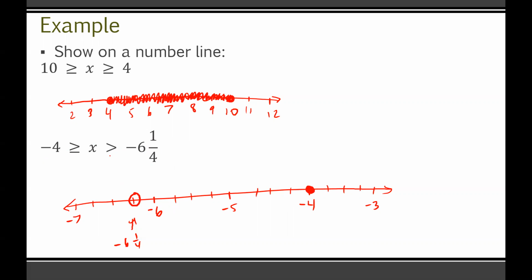So again, because this did not have a line underneath it when it was butted right up against this -6 1/4, we're going to put an open circle because we will not include this point. We have to strictly have an x that's greater than it, not equal to it. But because with -4, we had a greater than or equal to sign, we can actually shade in this one because x could very well be equal to -4. From there, just shade in between. Same as all the other ones, shade in between.